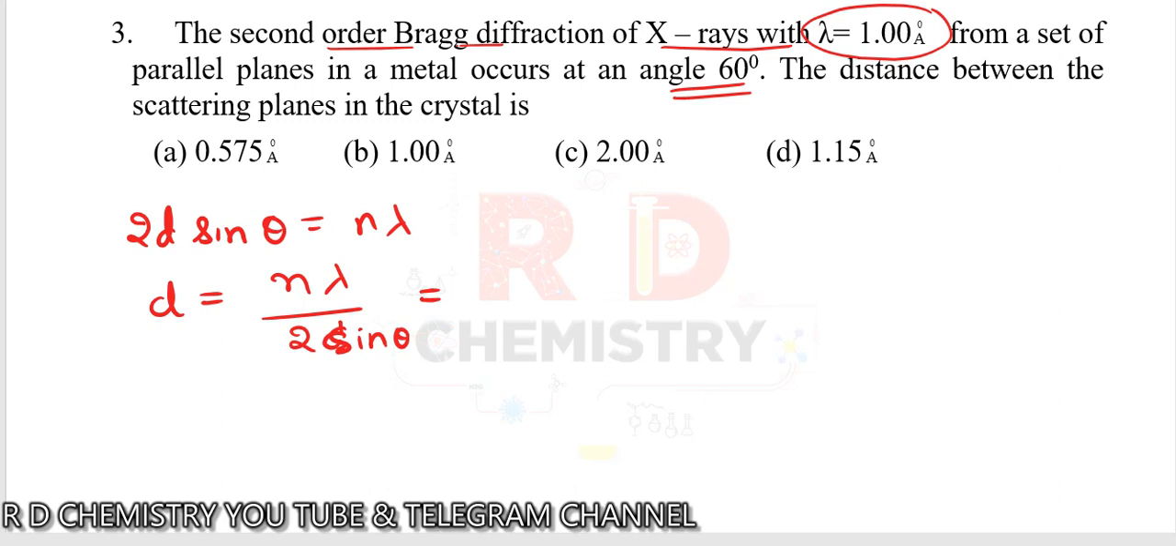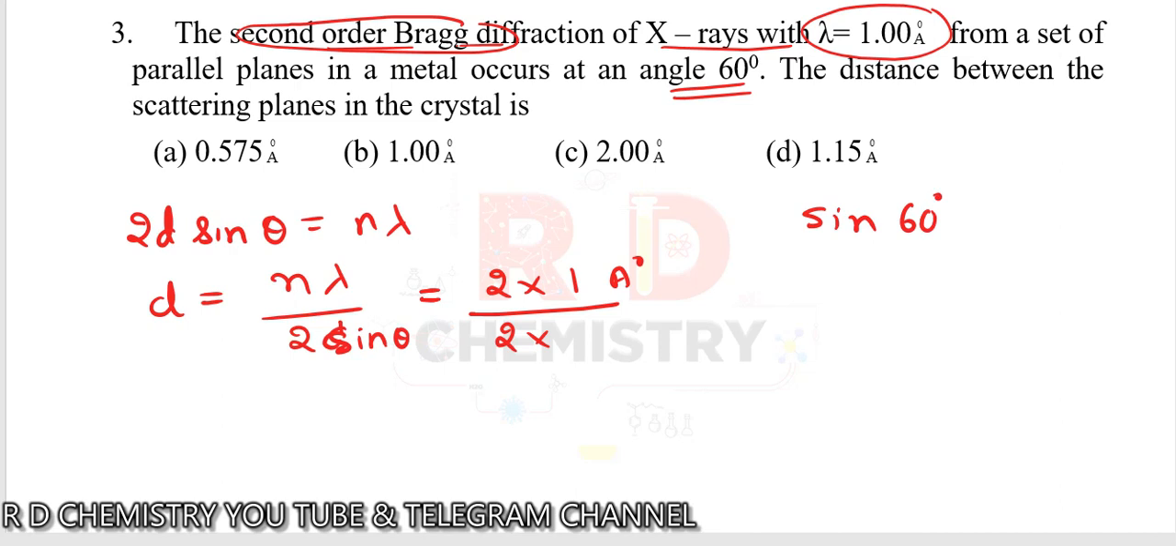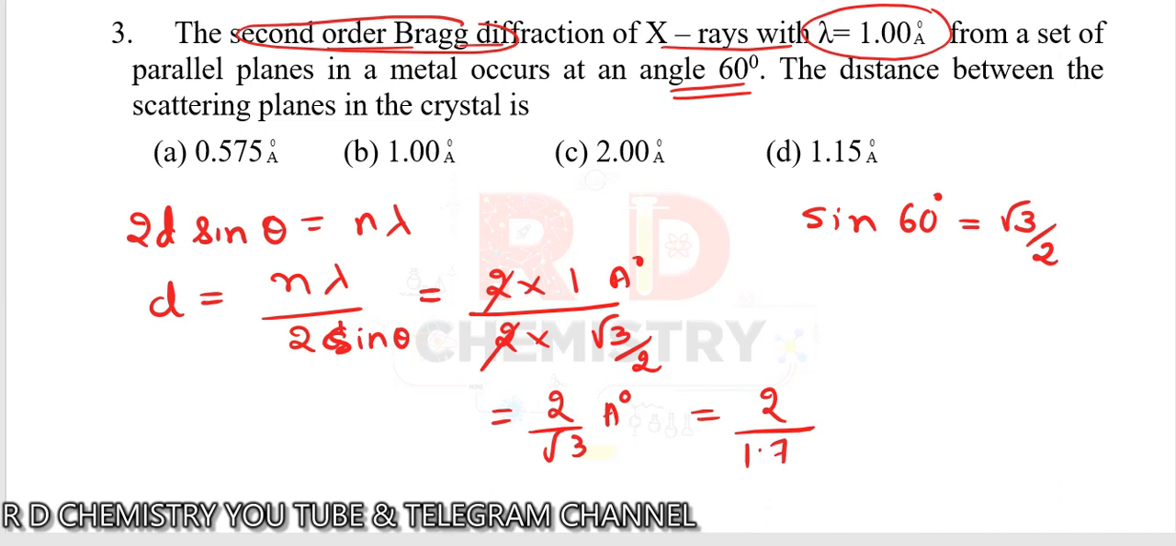They are given second order Bragg's diffraction where n is equal to 2, into lambda. We'll write it in terms of angstrom, 1 angstrom, divided by 2 into sine 60. Sine 60 degrees is equal to root 3 by 2. So it becomes root 3 by 2, and these two get cancelled. So this is equal to 2 divided by root 3 in terms of angstrom units, which is 2 divided by 1.73. This comes to approximately 1.15 angstrom units.